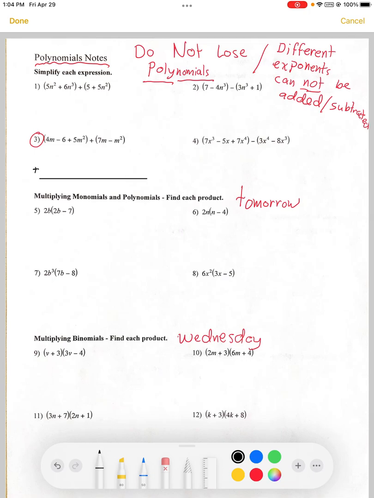So let's go ahead, rewrite this one into standard form. So the highest exponent first, in this case, that's the 2. So we're going to write 5m squared plus our next highest exponent is 4m minus 6. That's the lowest exponent. In fact, it's so low there isn't even one there. Plus, go ahead, take our next one and just write it down here. So it's going to be negative m squared plus 7m.